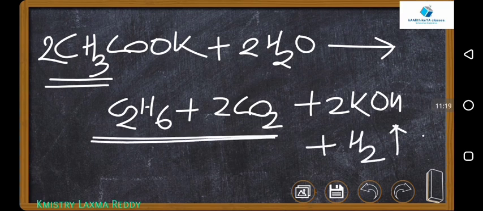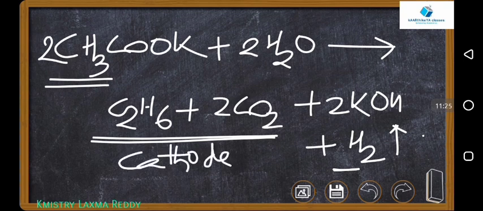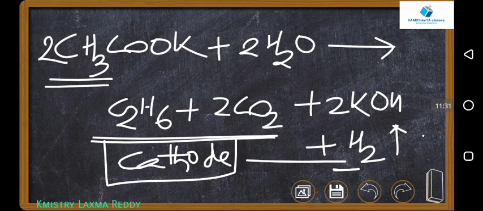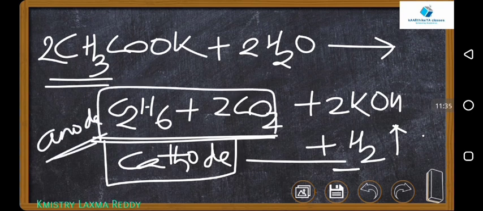These two are formed at the cathode. No, these two are formed at the anode. Right? No confusion, I will give you the mechanism. Just have a look.